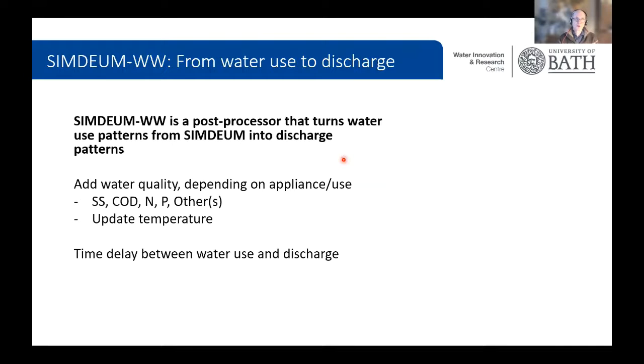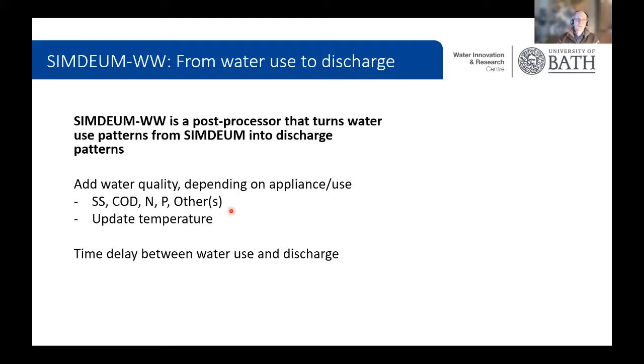Now, because we know what type of appliance is used, we can use this Simdium wastewater post processor to connect water quality data to the discharges, which can be things like suspended solids, COD, nitrogen and phosphorus, the standard wastewater parameters. But we also can add other things. There is sufficient space in the data structure to add things like pharmaceuticals. We can add virus discharge rates, something which is very actual now with the COVID.